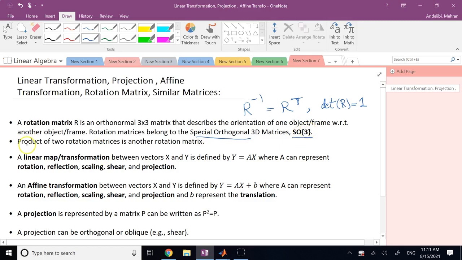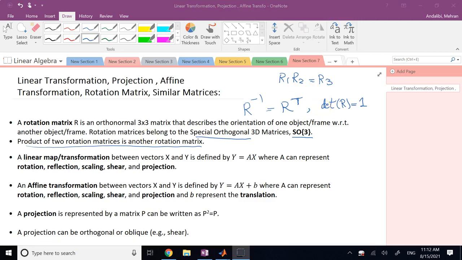The other important thing is if you have two rotation matrices multiplied together, like R1 and R2, the result, R3, is going to be another rotation matrix. So the set of rotation matrices is closed with respect to the matrix multiplication.